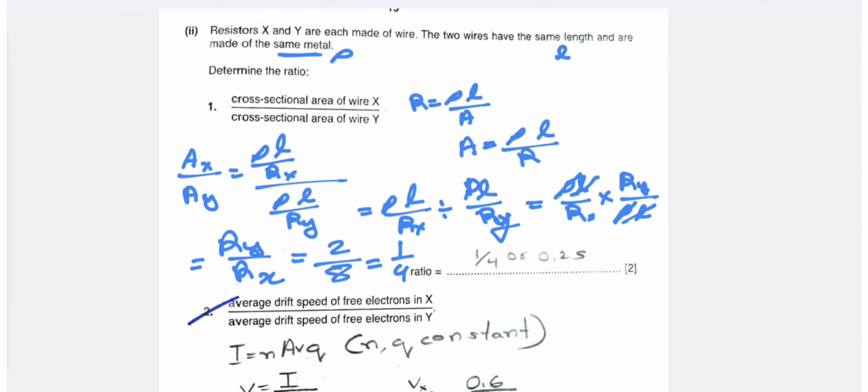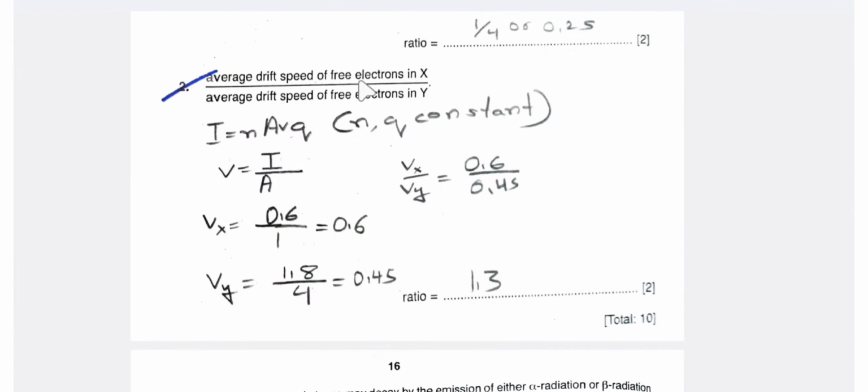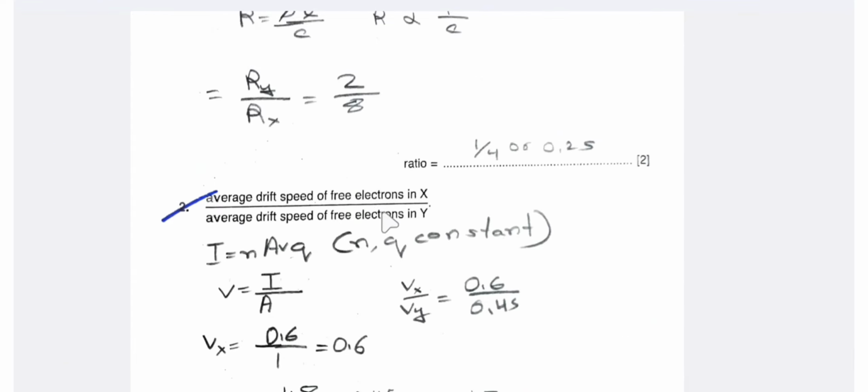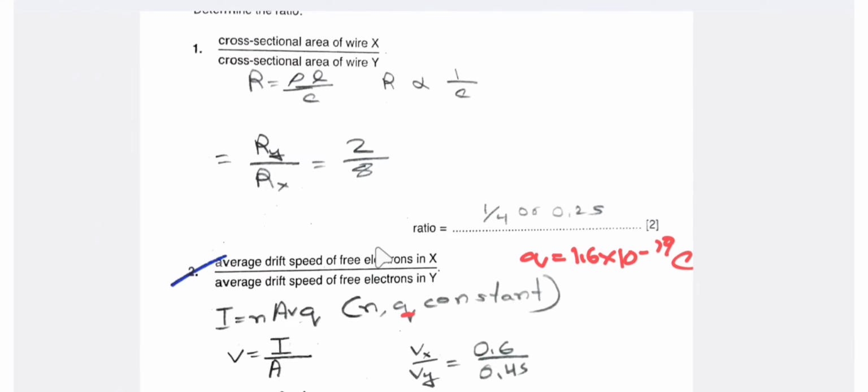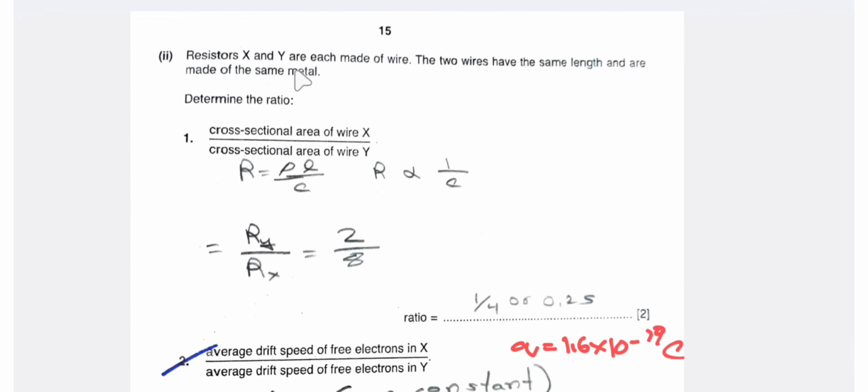That is the answer. Now the average drift speed of the free electrons in X by average drift speed of the free electrons in Y. So first of all, I is equal to nAvq, where q is the elementary charge, that is 1.6 into 10 to the power minus 19 coulomb. So q is the same, a constant for both the wires, for both X and Y resistors, and n is the number density. X and Y are made up of the same metal, so n would be the same.